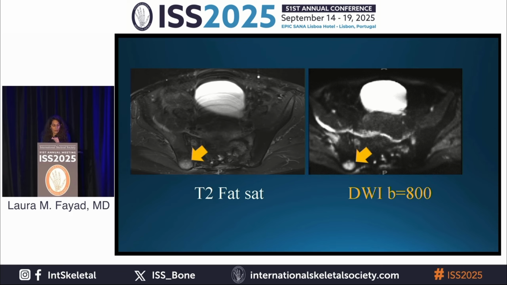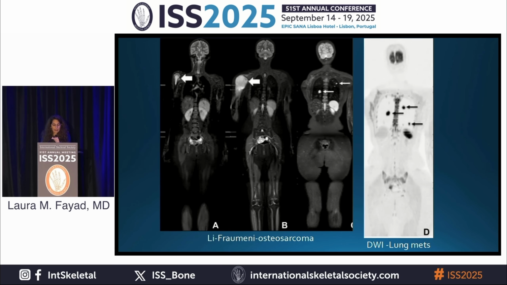And comparing our FATSAT-T2 and our high B value image, you can see this lesion denoted by the arrow has retained signal because there's a lack of restricted diffusion, and it's a site of metastatic disease. And I'll point to this other lesion in the right iliac bone that is even more conspicuous on the B800 compared with the FATSAT-T2 sequence.